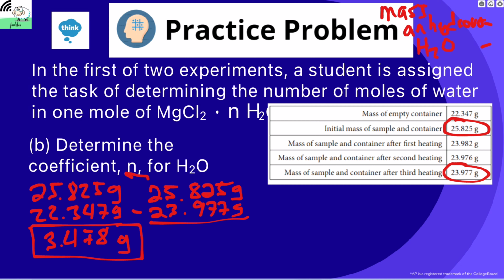Once again, plug those into our calculator. And I end up with a mass of 1.848 grams. Okay, so that's the mass of the water that is evolved.